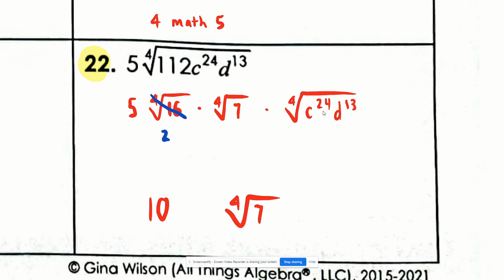How many times will 4 go into 24? Divide if you want. 24 divided by 4. That's 6 times. C gets to come out 6 times. See, that's 6 multiples of 4. 6 times 4 is 24. 24 of these C's came out. Well, there are only 24. So that means no C's get left underneath.